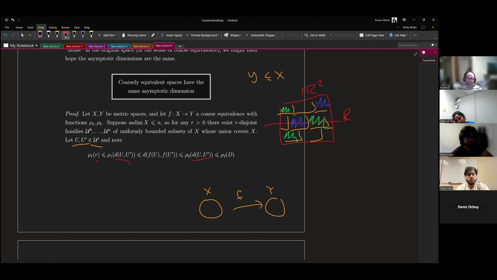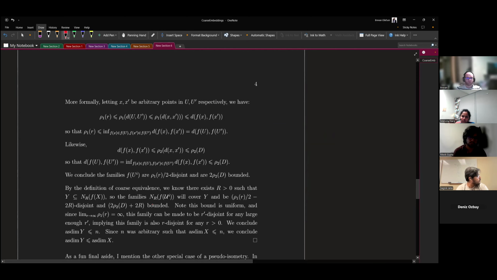In between these, by the definition of rho 1, rho 2, the distance between the images will be bounded in between. So in terms of the families, this says if we are looking at the families F of Ui, each of these things are also rho 1 of R-disjoint and rho 2 of D-bounded. So we get disjointness and boundedness for free if we map these families Ui under F.